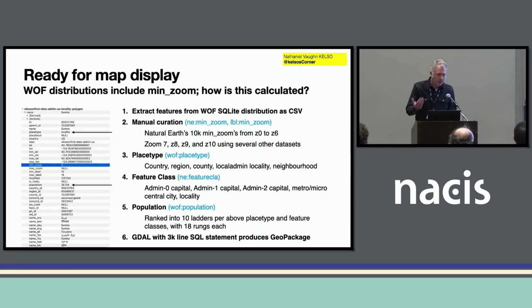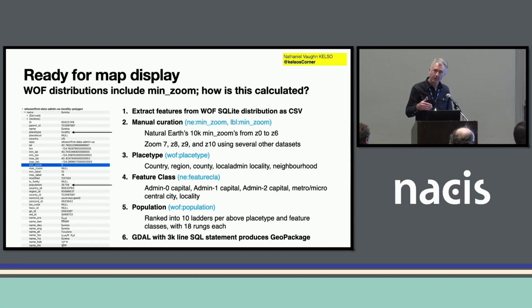The general workflow I took was to extract features out of that huge SQLite distribution as just a CSV, a small set of the properties, much more manageable. We brought in that Natural Earth curation at the low zooms. We used other data sets to do a semi-curated data for those mid zooms. And then we're looking at place types.